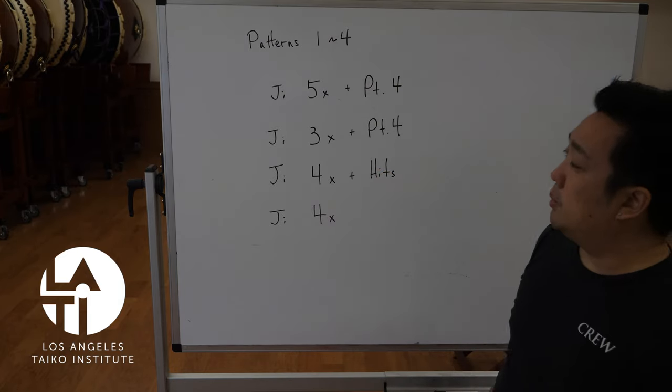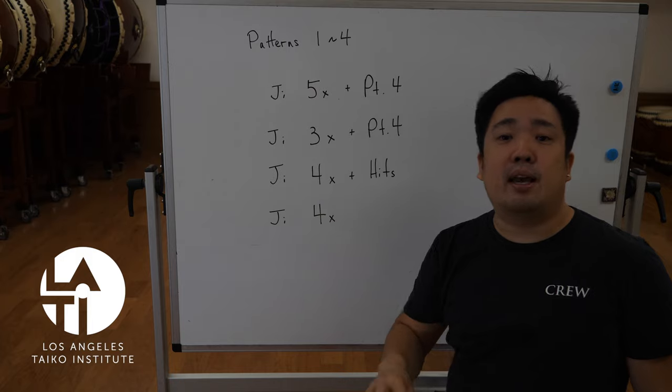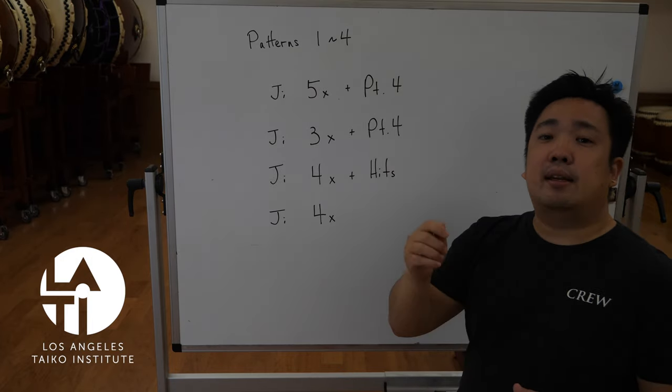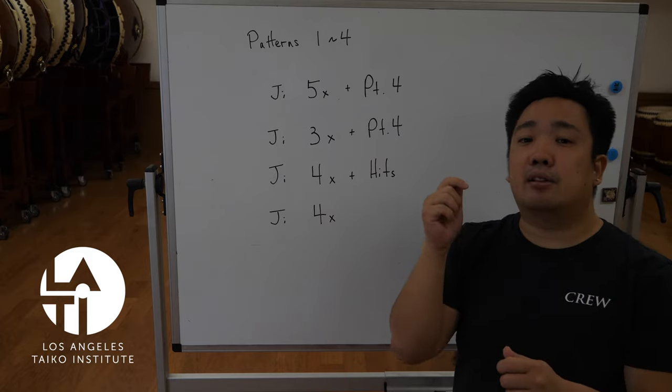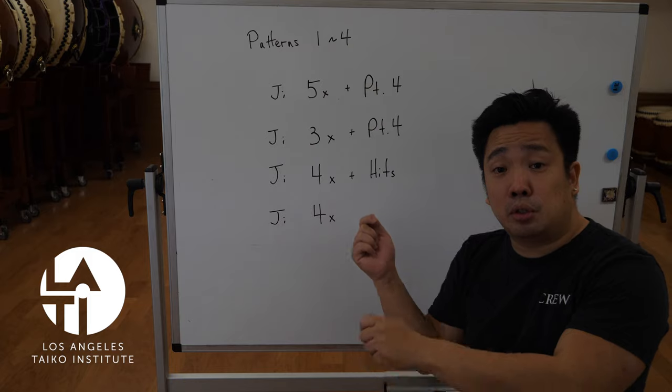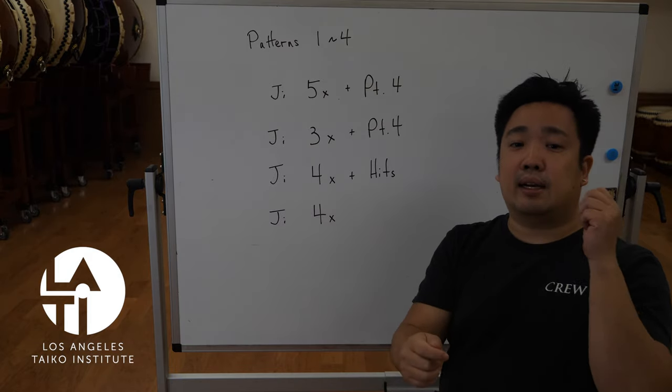For this one, you're going to play G 3 times and then pattern 4. Try it with me. Ready, and. Ka, ka, ka, ka, 2, ka, ka, ka, 3, ka, ka, ka, don, sto, don, don, don, ka, ka, ka.